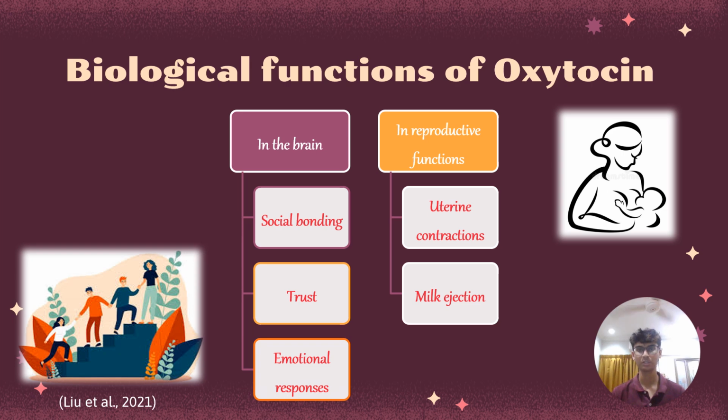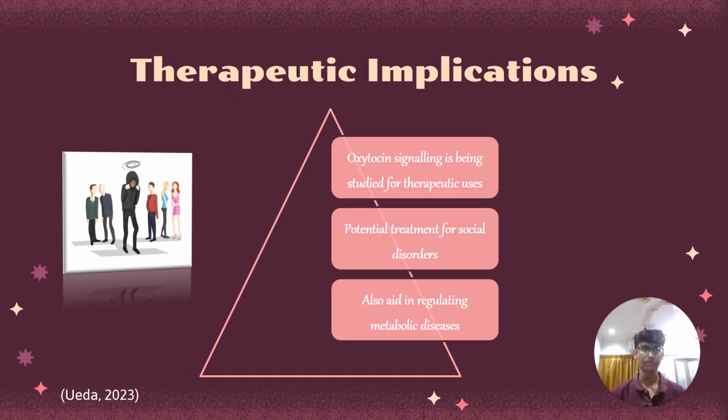In the brain, oxytocin modulates social behaviors such as bonding, trust, and emotional regulation by affecting neuronal synaptic plasticity. Additionally, oxytocin plays a key role in childbirth and lactation by promoting uterine contractions and milk ejection. It also influences metabolic processes by regulating food intake and energy balance. Lastly, understanding oxytocin signaling has therapeutic implications, particularly in treating conditions like autism, anxiety disorders, and even metabolic diseases.